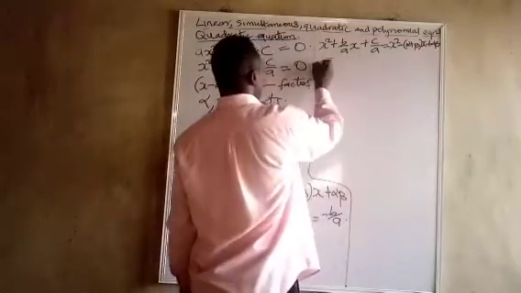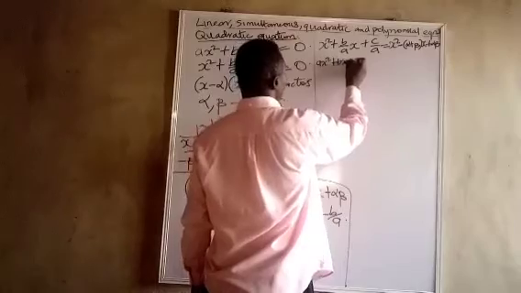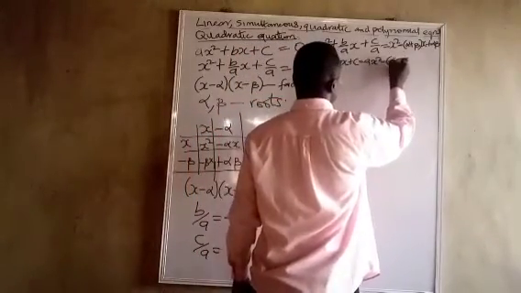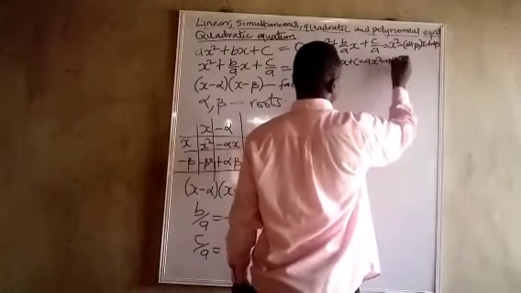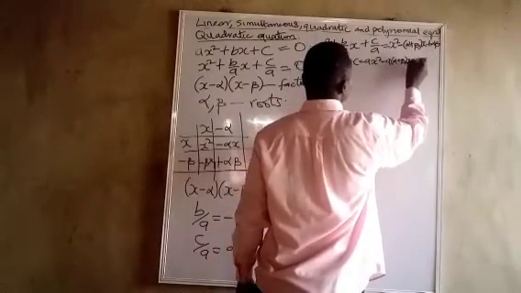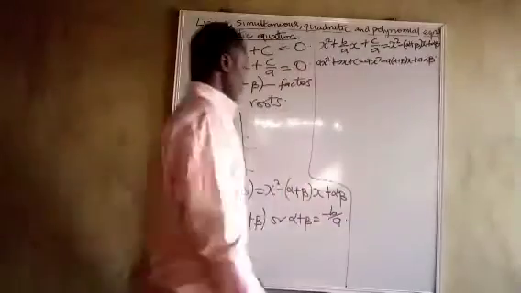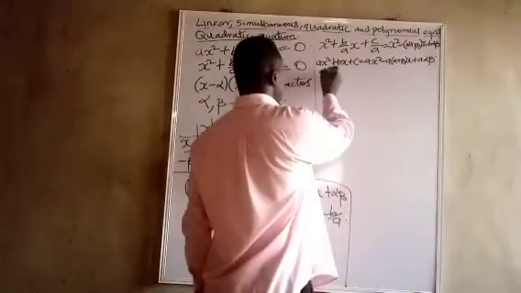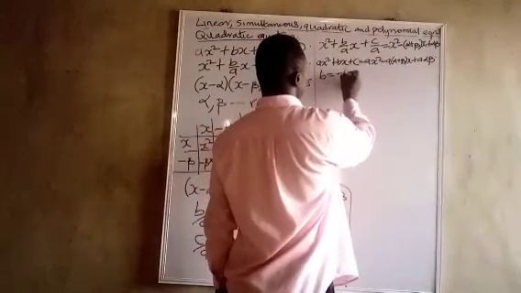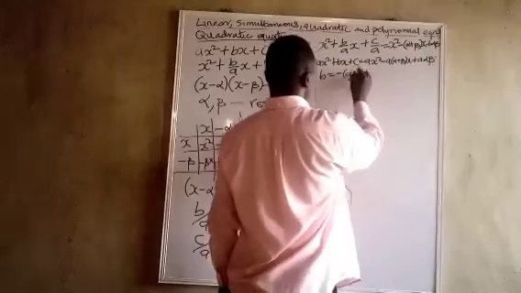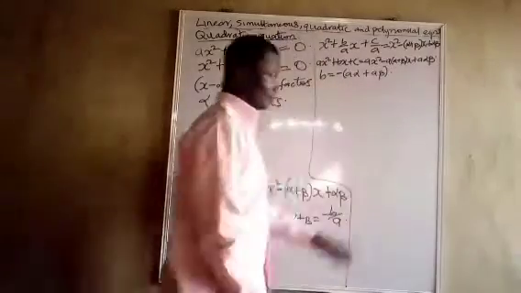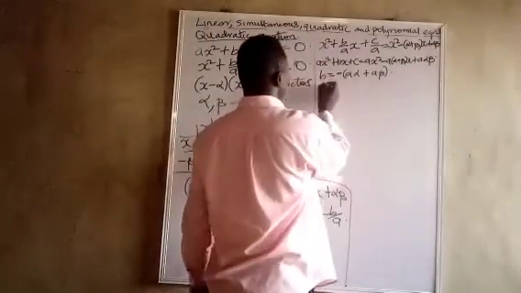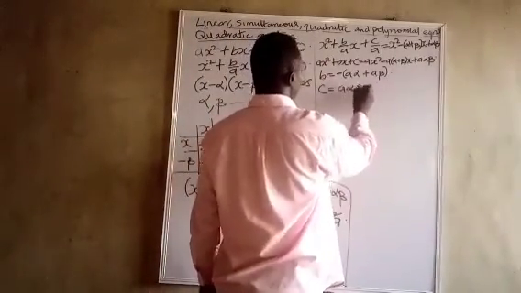So what am I going to have? ax squared plus bx plus c is equal to ax squared minus a into alpha plus beta x plus a alpha beta. Since I've gotten it like this, you can see you can easily handle that one. So you can now see that b is equal to minus a alpha plus a beta, and c is equal to a alpha beta.